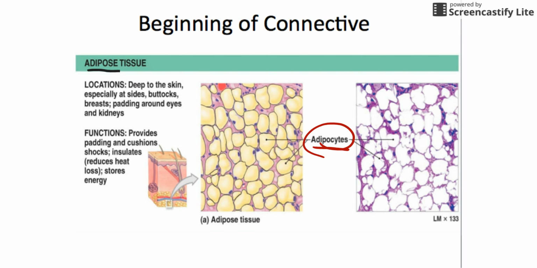Most common spots you'll see it are right underneath your skin. We have a layer of fat called the hypodermis. We're going to see that next unit. We also see it padding around different spots, like the eyes and the kidneys, which are listed up here. Functions: it does store energy, right? Fat stores energy, but it's also an insulator, and then you've got padding and cushioning. Nothing terribly special there. Let's go to the next one.